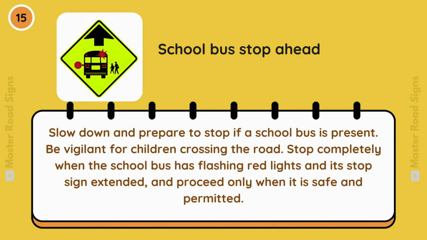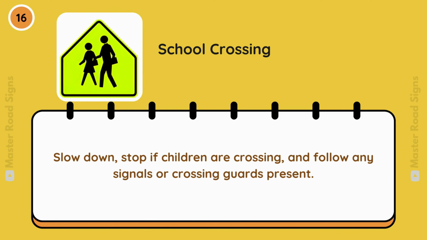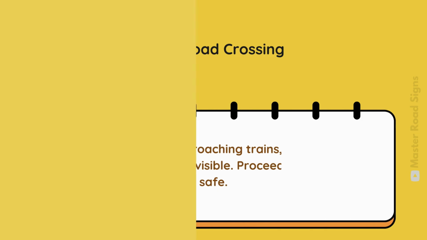School bus stop ahead sign. Drivers must slow down and prepare to stop if a school bus is present. Be vigilant for children crossing the road. Stop completely when the school bus has flashing red lights and its stop sign extended, and proceed only when it is safe and permitted. School crossing sign. Drivers should slow down, stop if children are crossing, and follow any signals or crossing guards present.